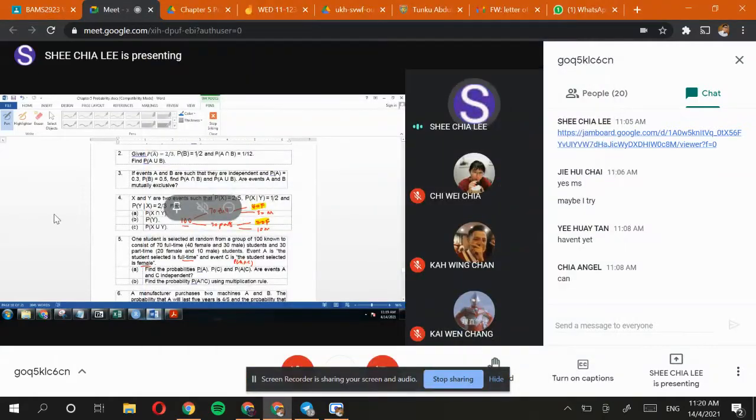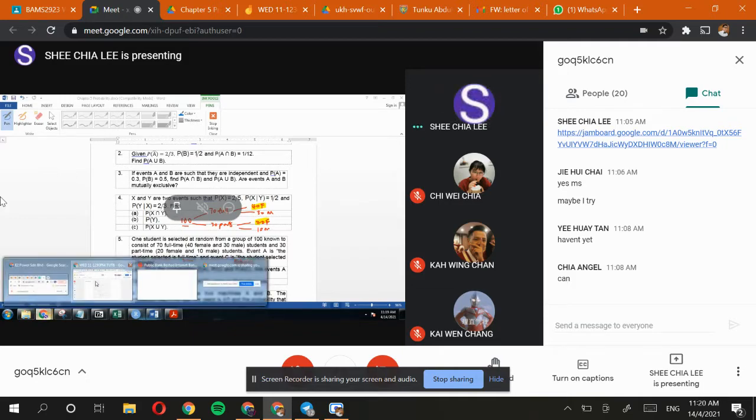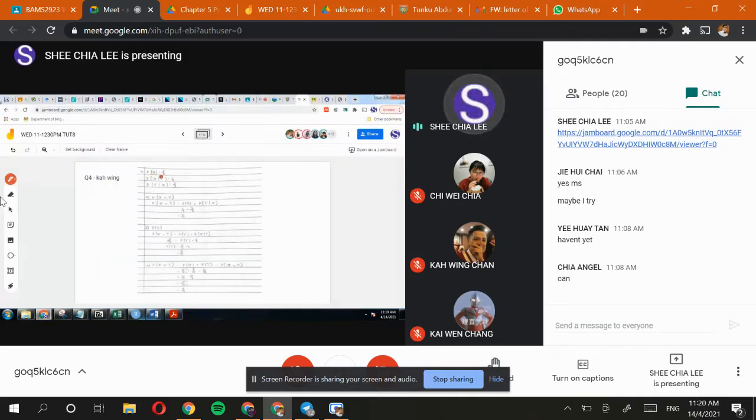Given y is 1 over 2, y given x is 2 over 3. They ask you to find these three things. Okay, so here, x given y, y given x. You know x given y will be x intersect y over probability y, whereas y given x will be x intersect y over probability x.